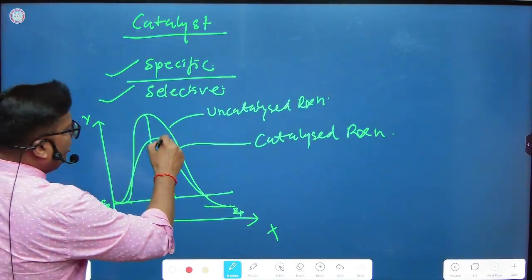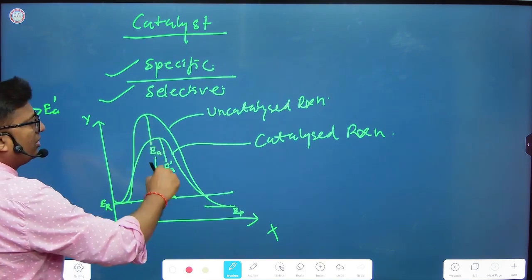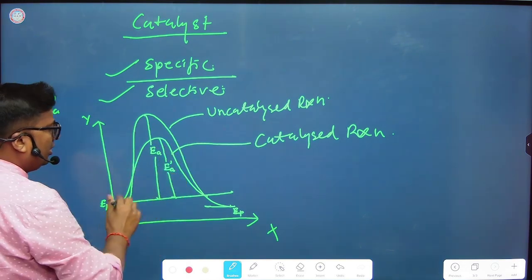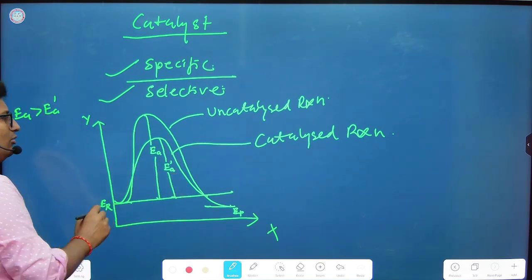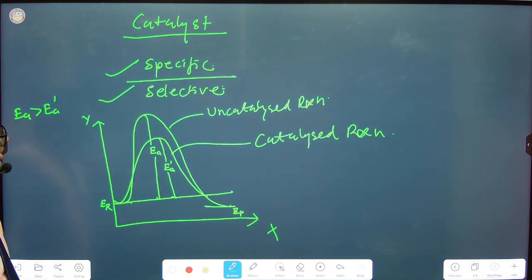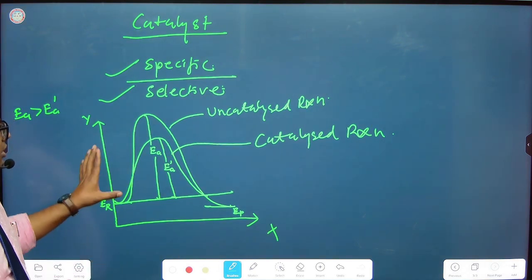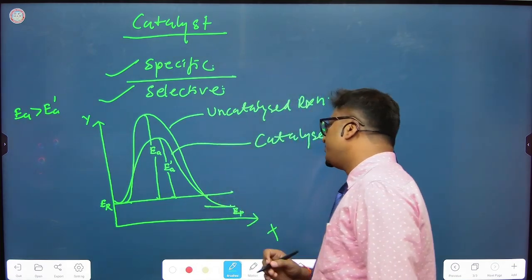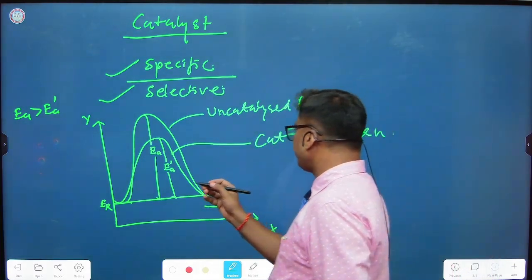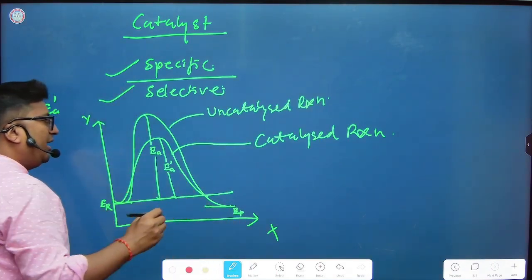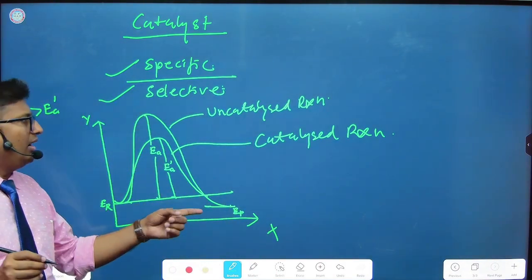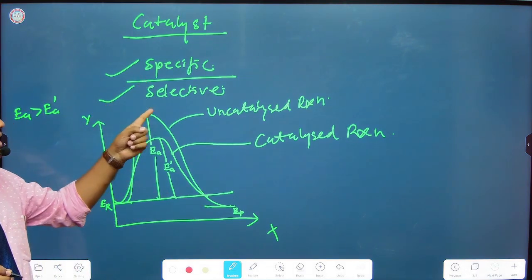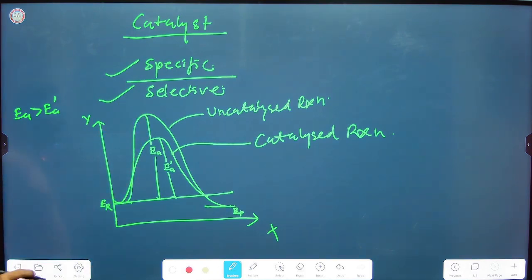If the energy of activation is reduced, or the height of this particular barrier is reduced, then the reactant molecules can collide easily and convert back to products. So it will take less time and the products will be obtained as major products, and the nature of the products depends on the specific and selective nature of the catalyst.